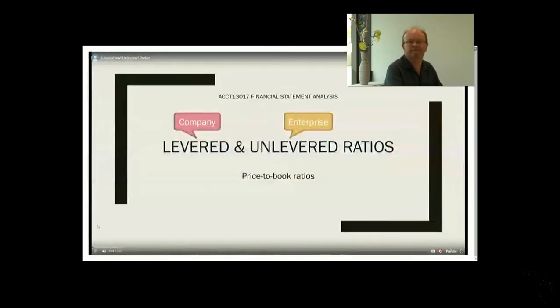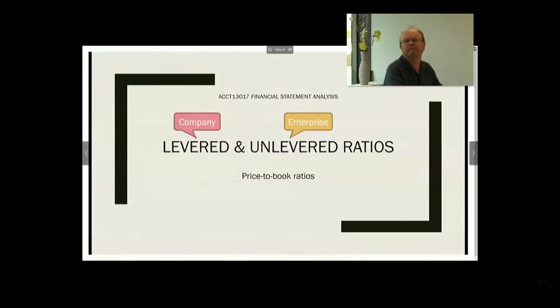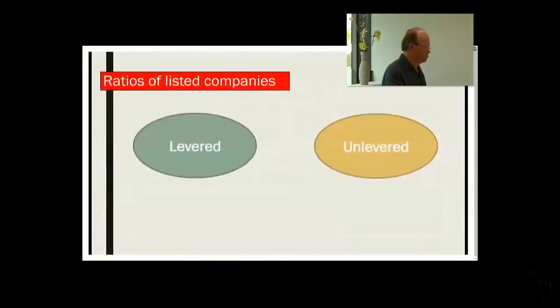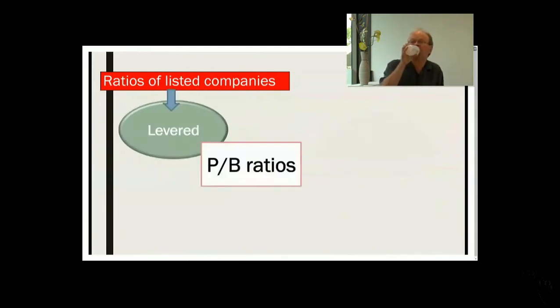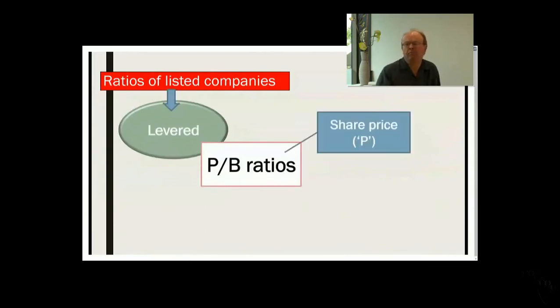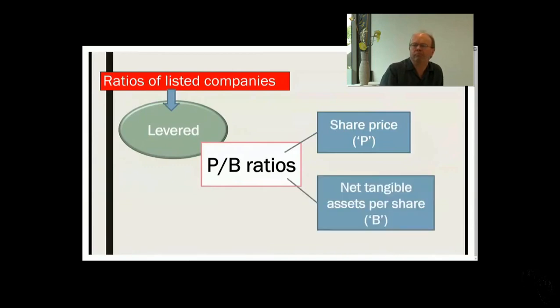Have you wondered about the relationship between levered company and unlevered enterprise ratios? In this video, we look at levered and unlevered price-to-book ratios. Ratios of listed companies published in the financial media or supplied by the major providers of financial information are usually levered or company ratios. For example, price-to-book ratios are usually based on the listed share price of a firm's equity, the P, and the firm's net tangible assets per share, the B.